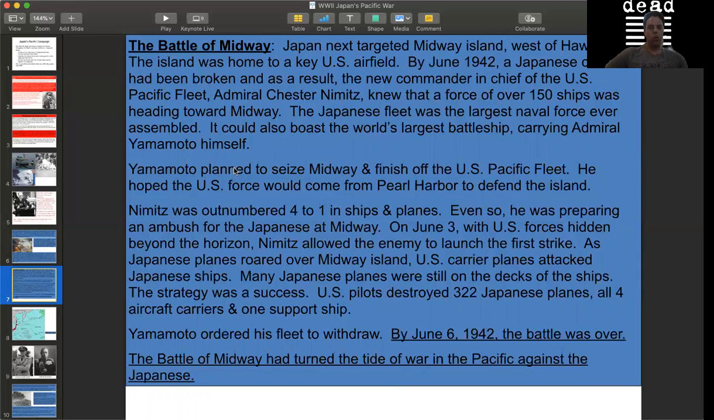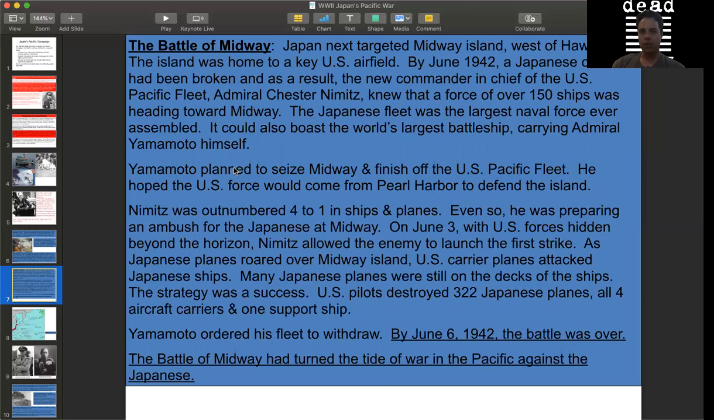Now, while there were other skirmishes that also proved that the Japanese were vulnerable, the biggest one that really pushed the tide backwards would be the Battle of Midway. The Japanese next target was the Midway Islands, which is midway between the Philippines and Hawaii. It was home to a key United States airfield, and taking it would cripple the United States' ability to attack anything in the Pacific.